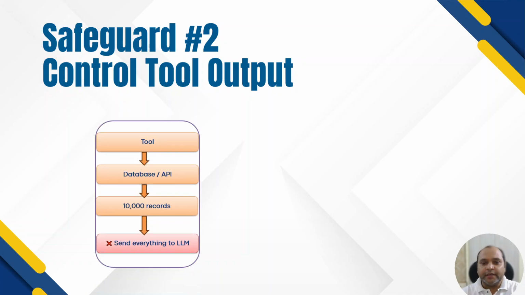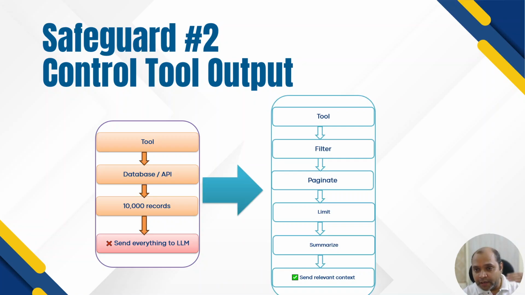So don't directly send everything to the LLM. What you can do over here is apply filters, pagination, limits, summary, and then send relevant context to your LLM. If you are following this approach, then I would say you can maintain a huge reduction in token consumption. That's up to you how you want.